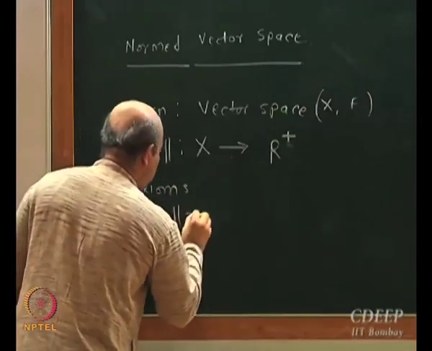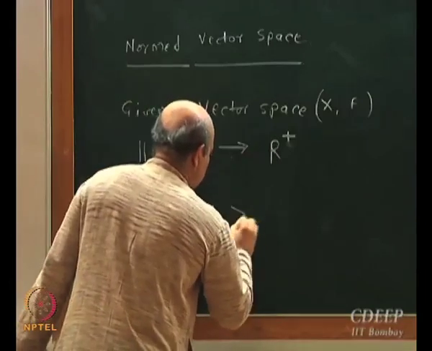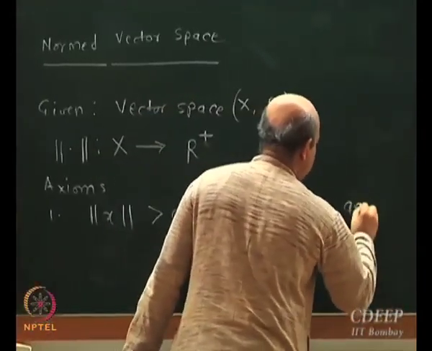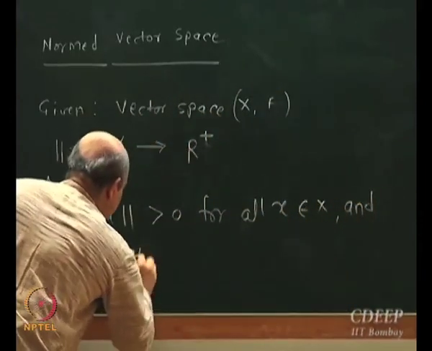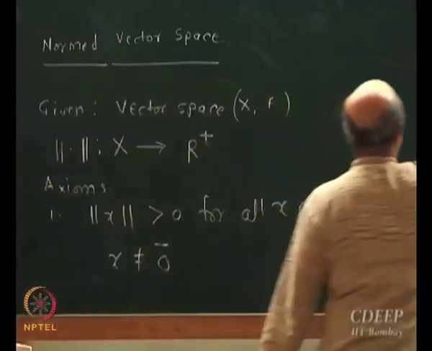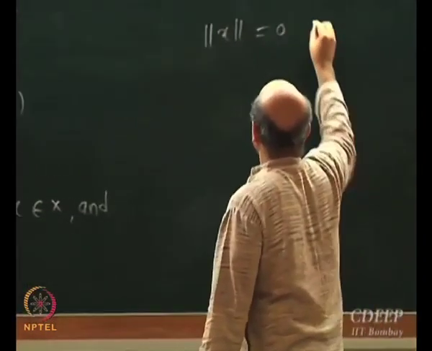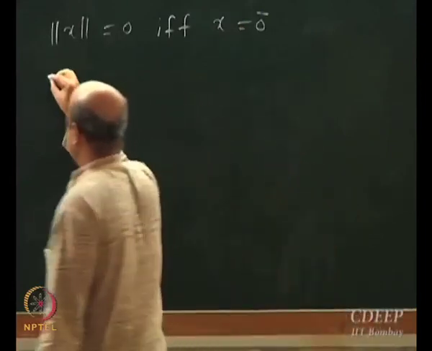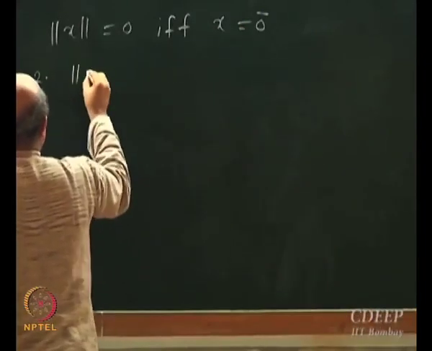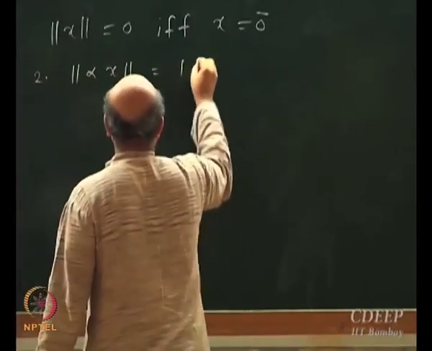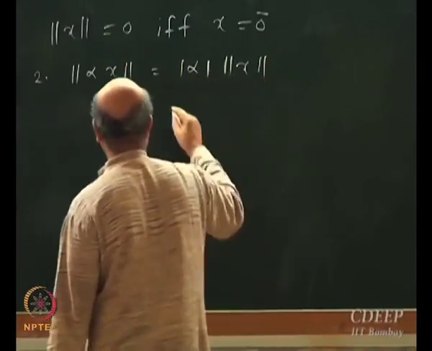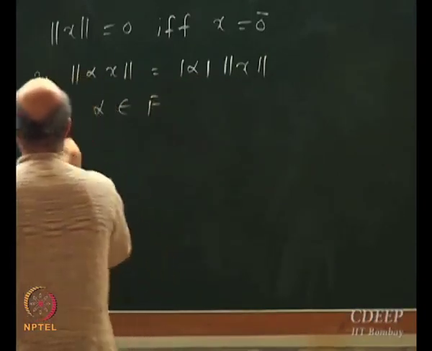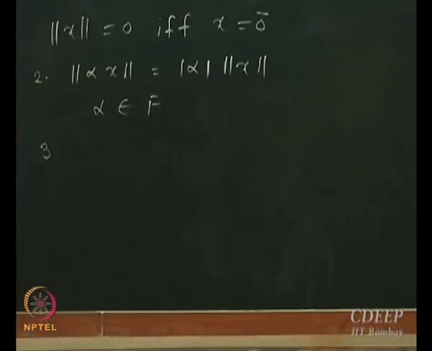One is that norm X is greater than 0 for all X that belong to X, X not equal to 0 vector, and norm X is equal to 0 if and only if X is equal to 0 vector. So this was the first axiom. The second axiom was norm of alpha times X is the absolute value of alpha times norm X, where alpha is a scalar belonging to field F. And the third axiom is triangle inequality.